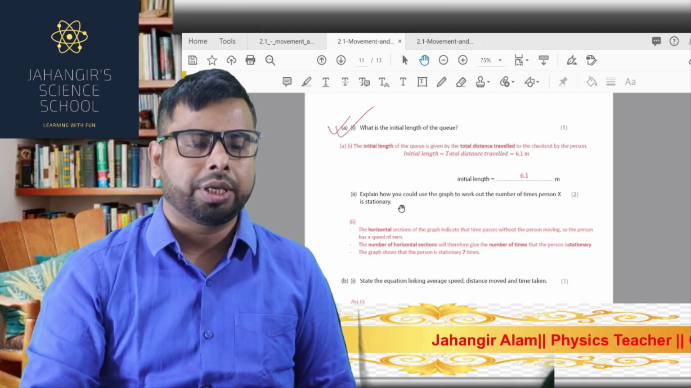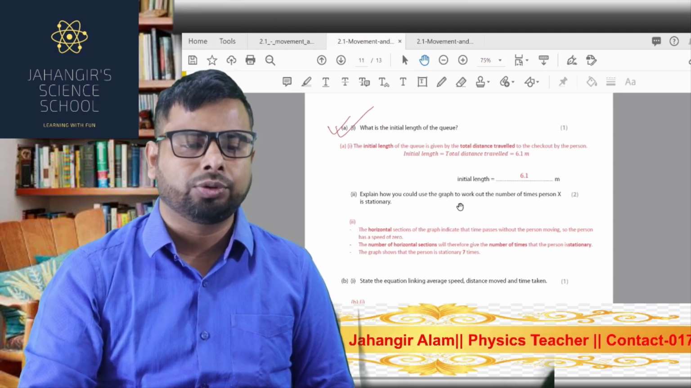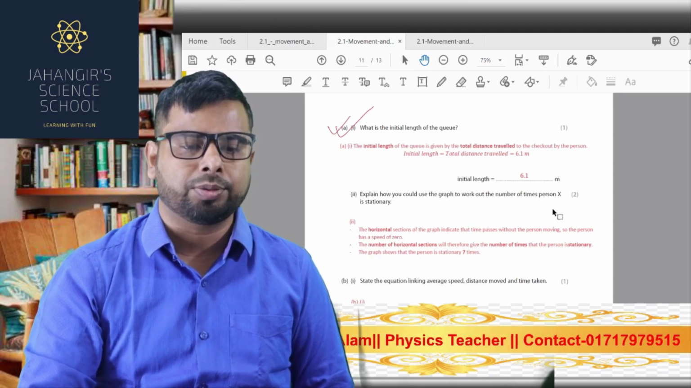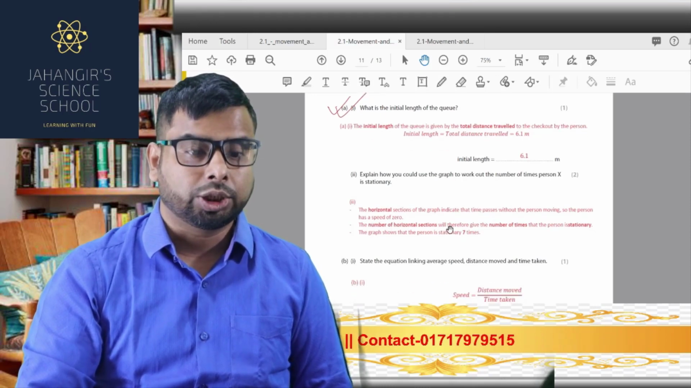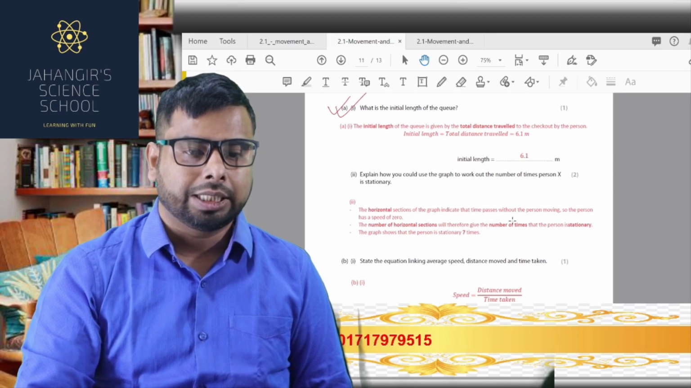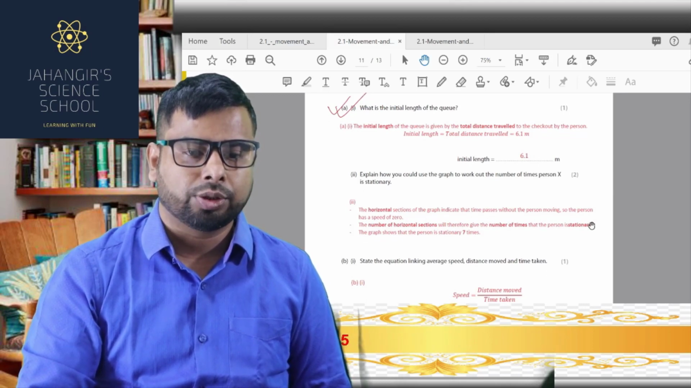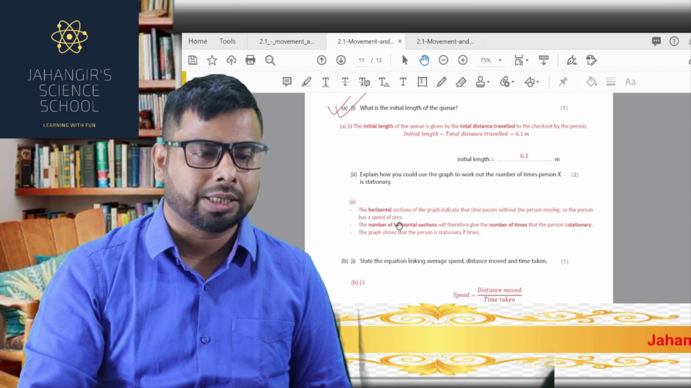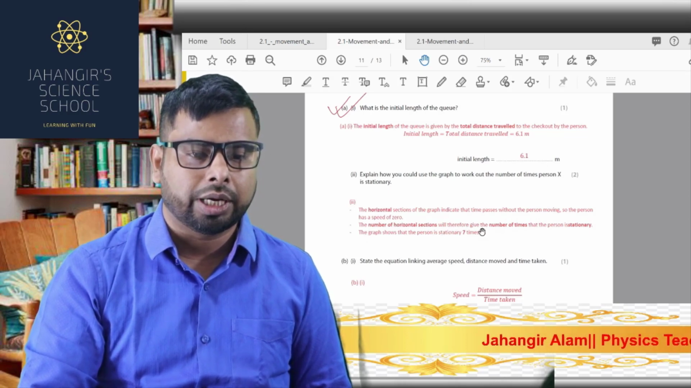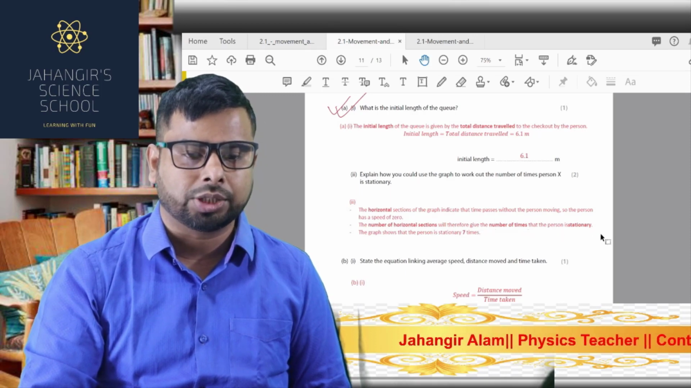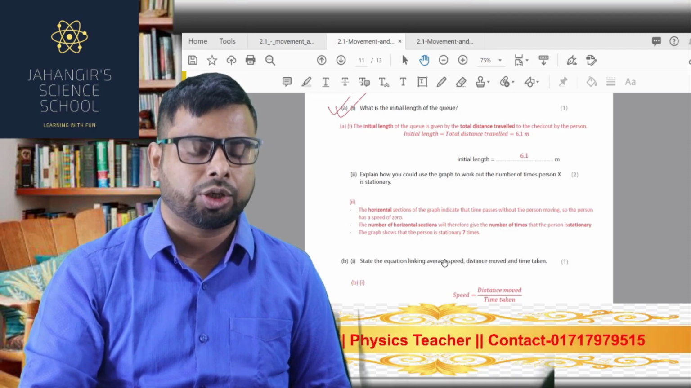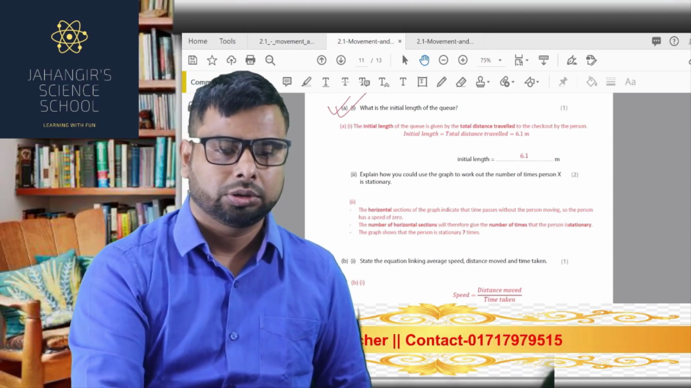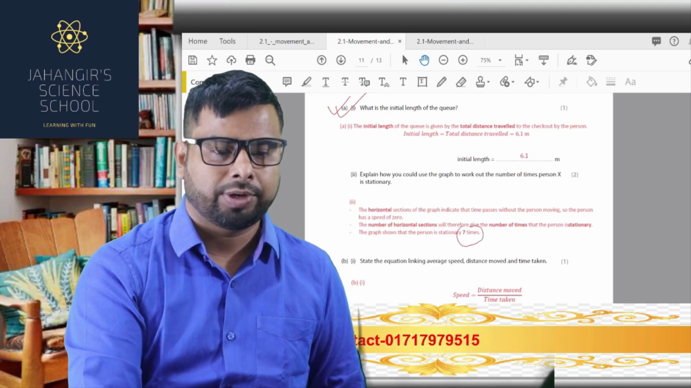Explain how you could use the graph to work out the number of times person X is stationary. The horizontal sections of the graph indicate that time passes without the person moving, so the person has a speed of 0. The number of horizontal sections will therefore give the number of times that the person is stationary. The graph shows that the person is stationary 7 times.